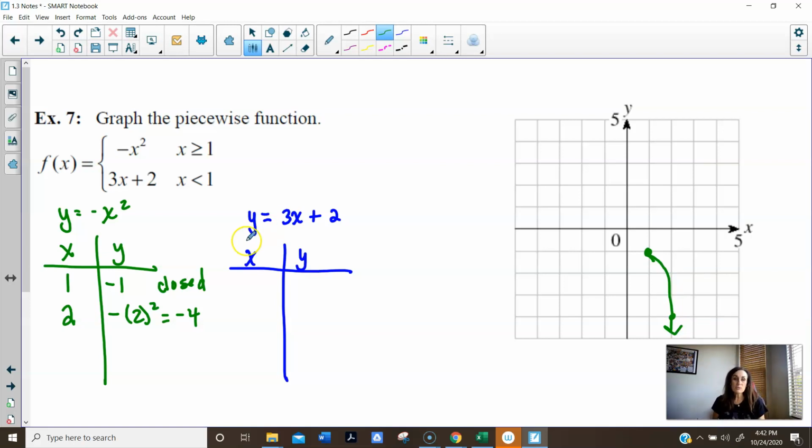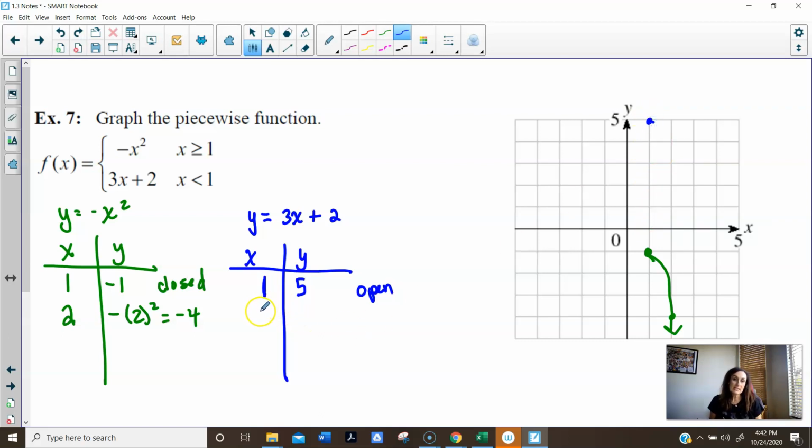All right, let's go to the line. This is linear. Now it says it's less than 1. You want to start at 1 and then just use an open circle because we don't include 1, but we still want to start at it. All right, so 3 times 1 is 3, and 3 plus 2 is 5. So this graph starts at right 1 and up 5. 1, 2, 3, 4, 5.